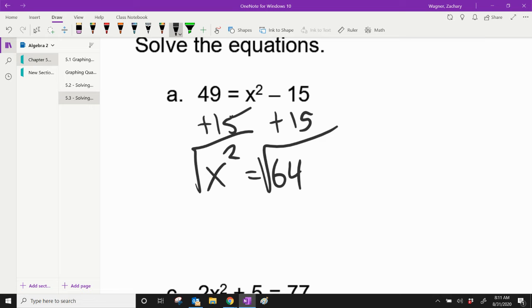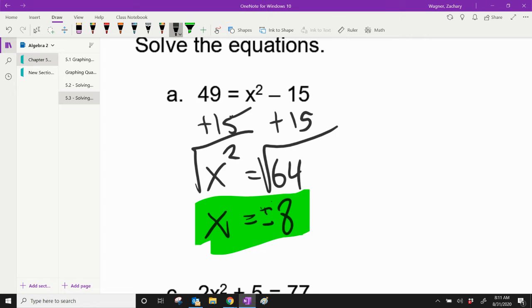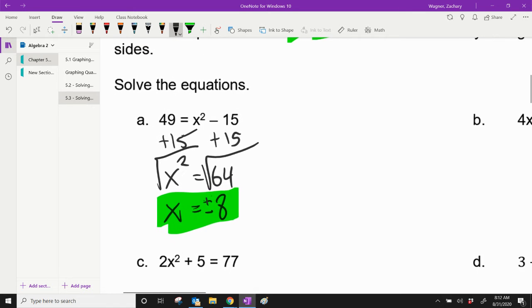At this point, our x squared value is isolated. We can square root both sides. 64 is a perfect square of 8. Please note, it's both the positive version of 8 and the negative version of 8. That plus or minus symbol comes right there. Once again, that just means that there's two possible answers, positive and negative 8. We move on.